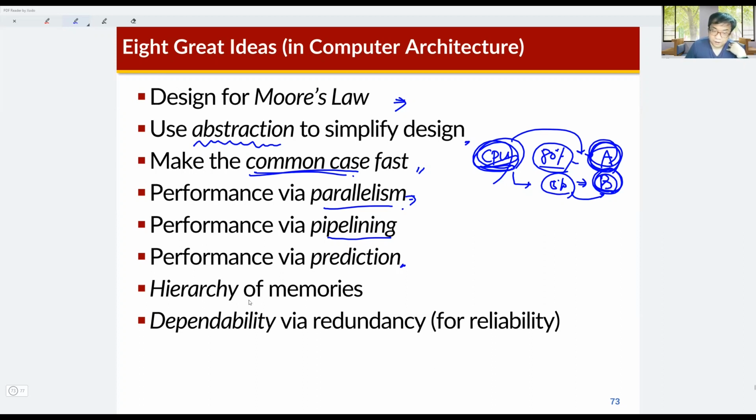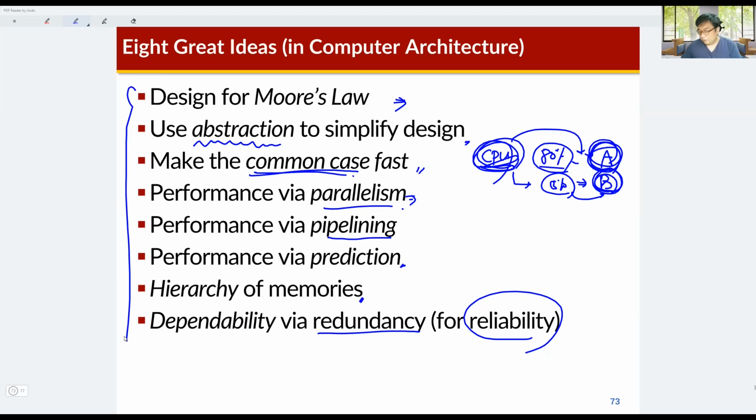Okay. And then hierarchy of memories. We will learn about the memory hierarchy in chapter 5. Okay. This is also very critical to improve the performance of entire computer systems. And then the 8th idea is dependability via redundancy. It is required for more reliable computer systems. It is required for reliability. Okay. So these are the 8 great ideas.